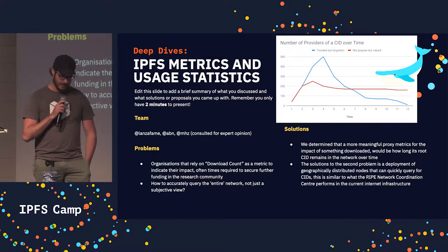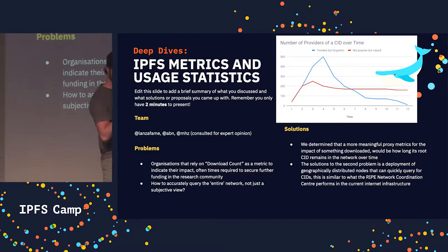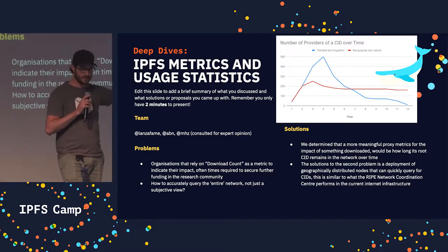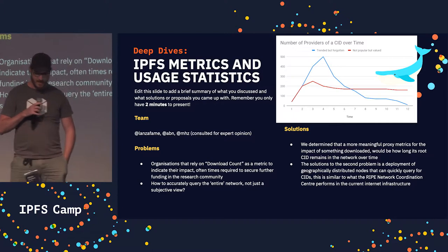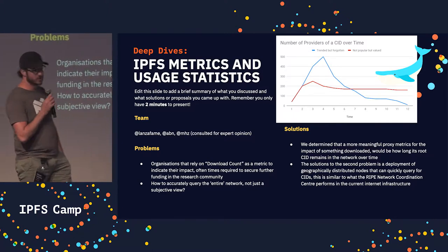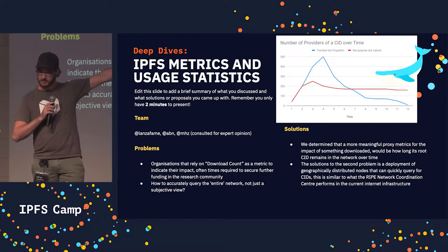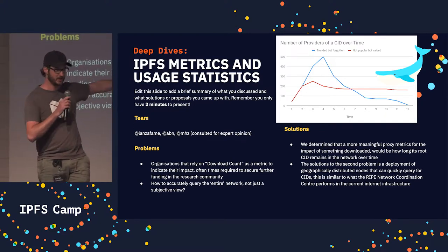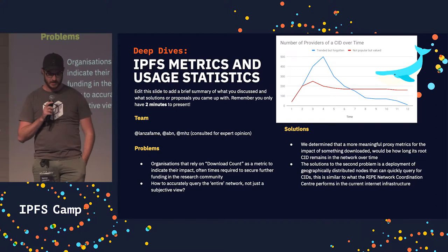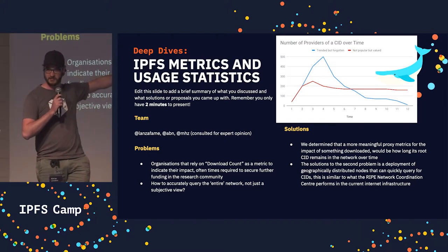So our metric that we came up with, this lovely graph here, is the number of providers of a CID over time. I'm not sure if you can read the legend. Trended but forgotten is the blue line, and not popular but valued is the red line. So hopefully researchers are usually the red line and some form of meme is the blue line.